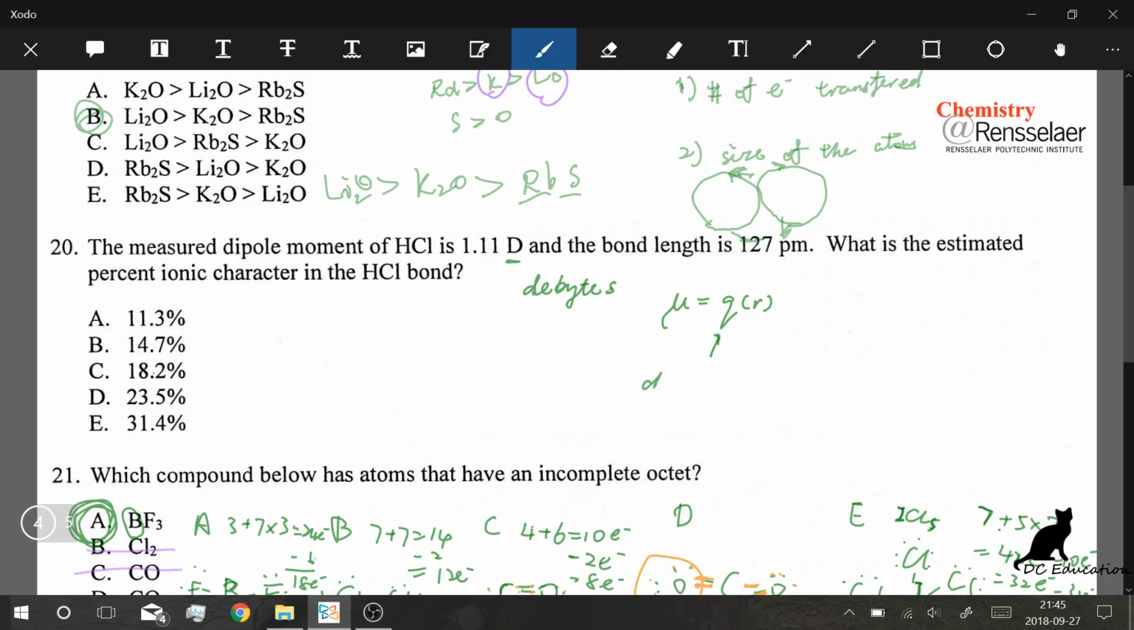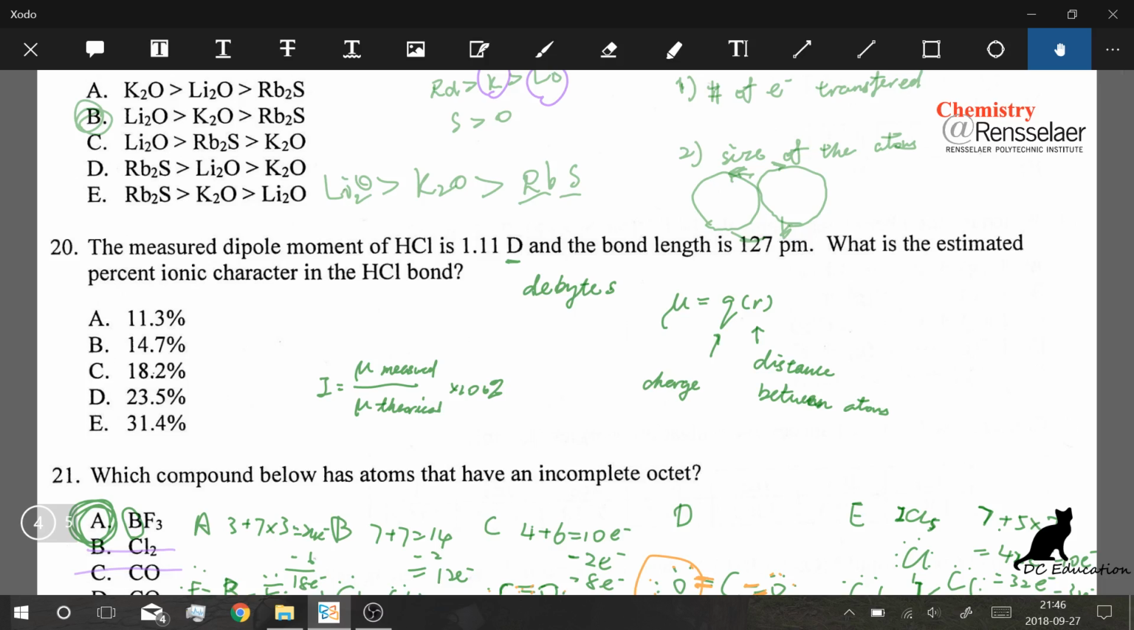So this is the charge, and this is the distance between atoms. And so let's take a look at this problem. The percent ionic character is defined by the equation I equals mu measured over mu theoretical, times 100%. I believe both of these equations will appear on your formula sheet during the exam. And so let's take a closer look at this problem.